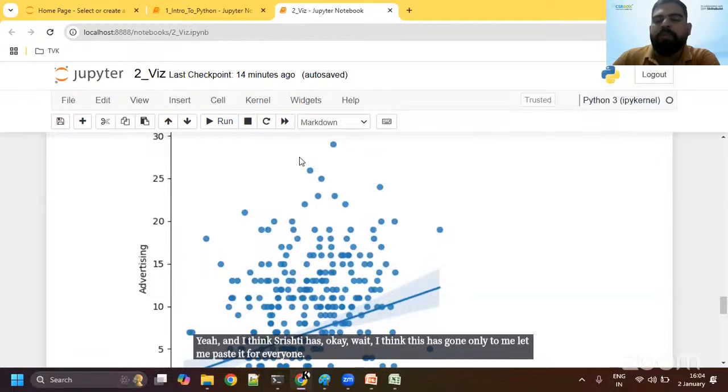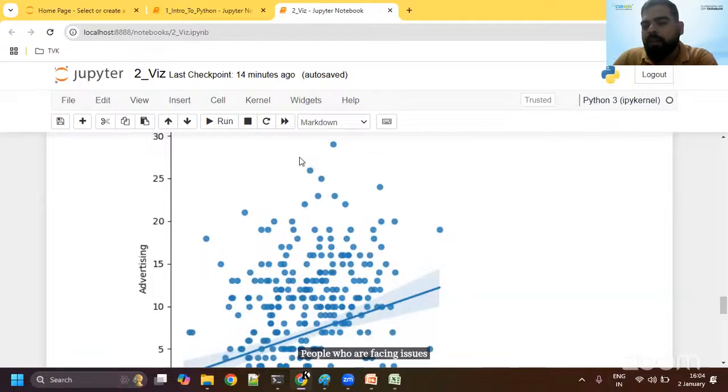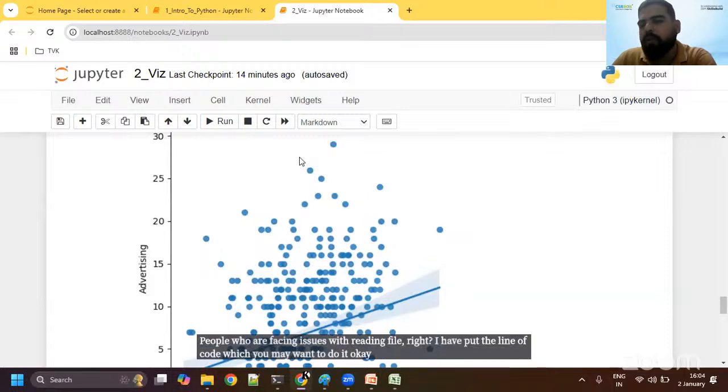Okay, people who are facing issues with reading the file, right? I have put the line of code which you may want to use. Sometimes there are encoding issues that come up because of differences in the machine and the file and all.